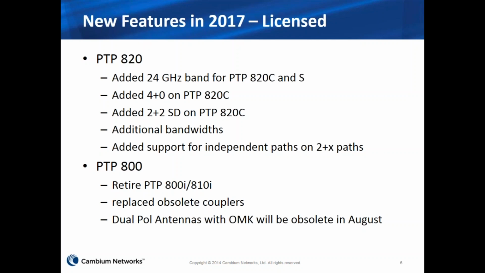Unfortunately, in the 6 gig band, we don't have any new couplers yet, so that means that you can't use the more complex link types with the 6 gig options on 800 anymore. We're also about to obsolete the dual pole antennas with OMK, so that's the integrated antenna that comes with the single port option with the orthogonal mount kit already incorporated in it. You can still use the standard dual pole antennas with the remote mount where you connect to each port individually.